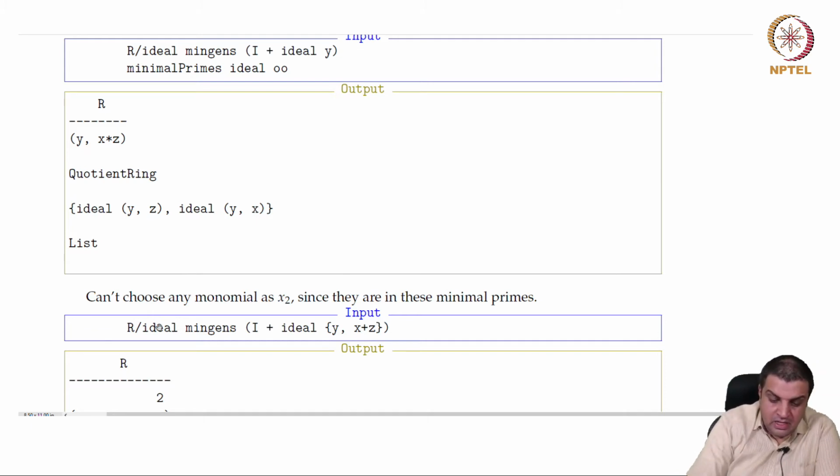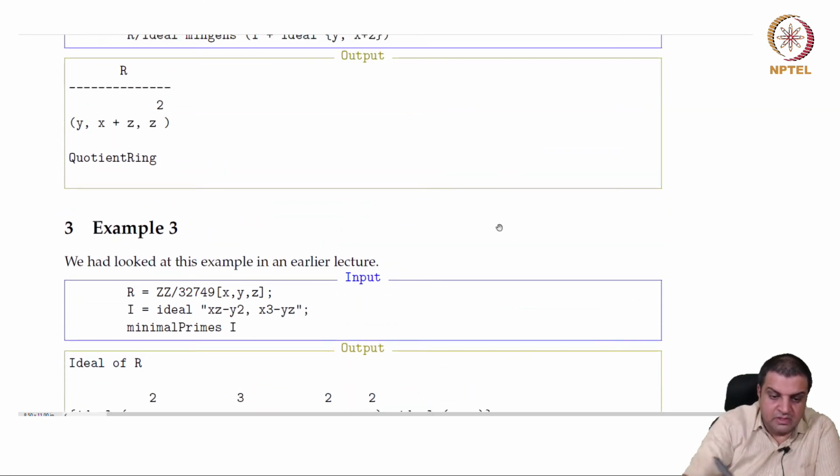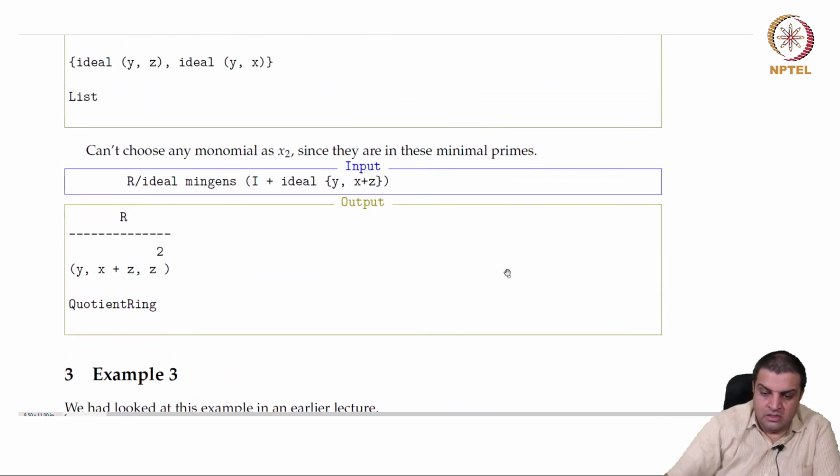Then we ask for R mod the ideal mingens I plus the ideal generated by y and x plus z, and that gives y, x plus z, and then z squared. It rearranges some terms. We can see the leading term of this is y, the leading term of this is x, and this is a monomial, so it is its own leading term. So x, y and a power of z are leading terms, and this is finite length. So we have picked a system of parameters, y and x plus z.